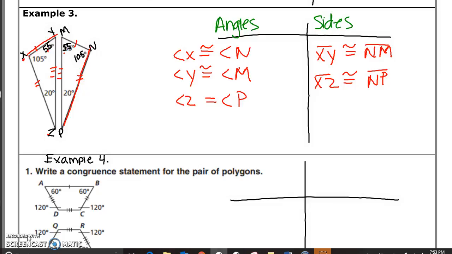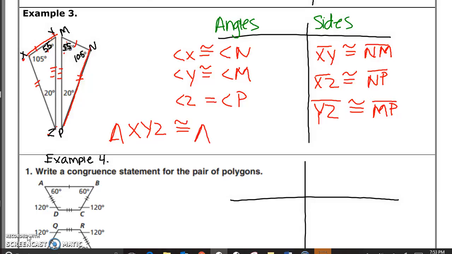And then the last one, we have YZ. YZ is congruent to, Y is 55, and so is M. So M, P. Okay, so now that we have all of our corresponding sides, we can say that triangle XYZ is congruent. Let's just go in this order to triangle NMP.